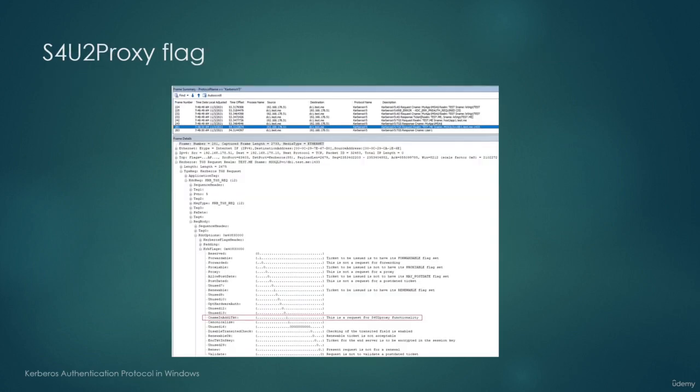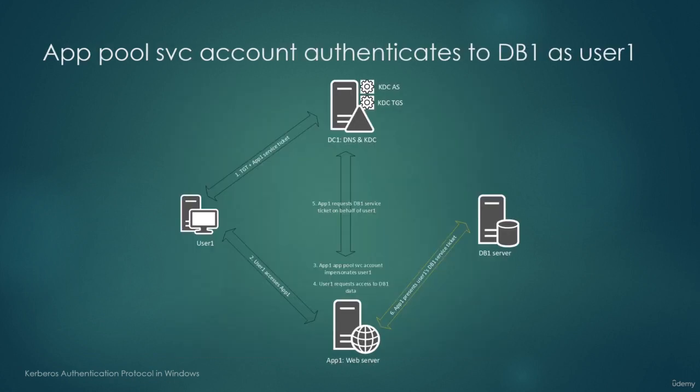Here is the service-for-user-to-proxy request recorded in Network Monitor. And finally, the App1 service account presents the user's service ticket to DB1, which then creates an access token for user 1.